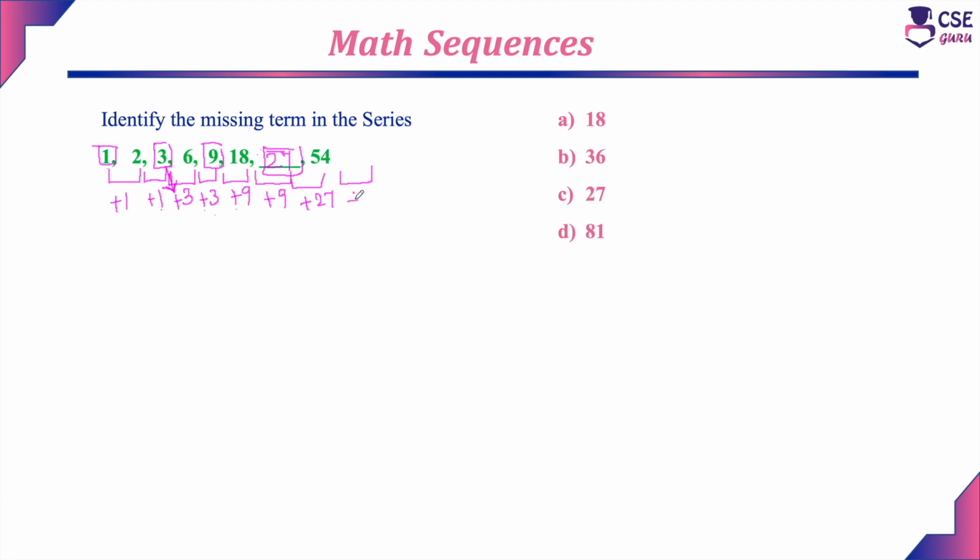Next also it must be plus 27. And that number again we have to consider and add for the next two terms. Okay? And this pattern follows here. So the missing term here is option C, 27.